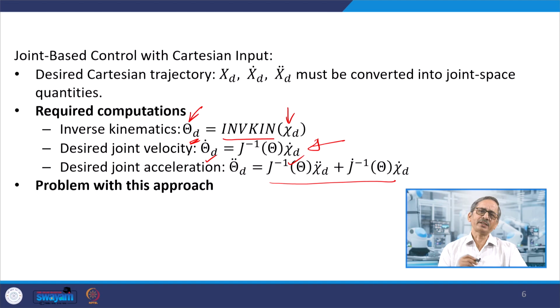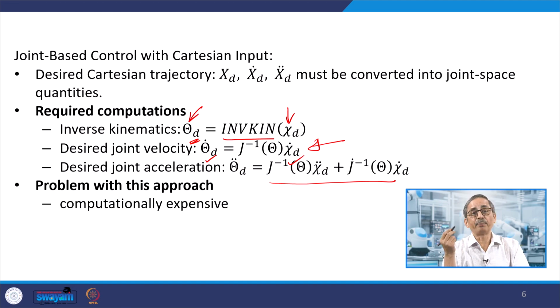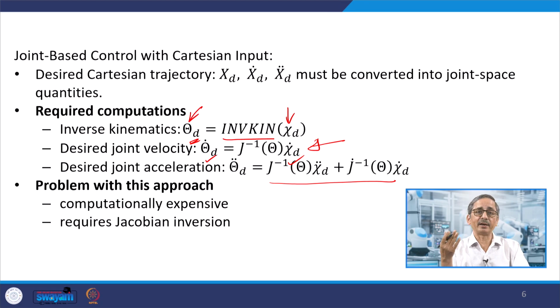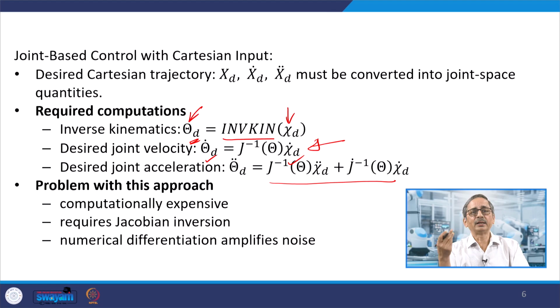Now, what is the problem with this approach? It is computationally expensive and it requires Jacobian inversion. The problem with Jacobian inversion we have already seen, singularity may occur, and the numerical differentiation amplifies the noise and it also introduces delays.